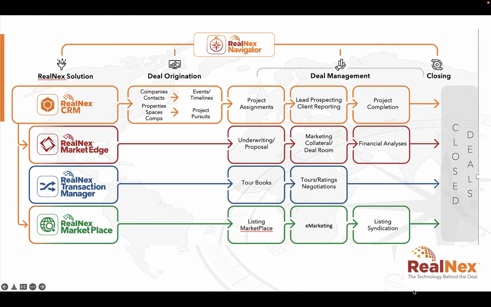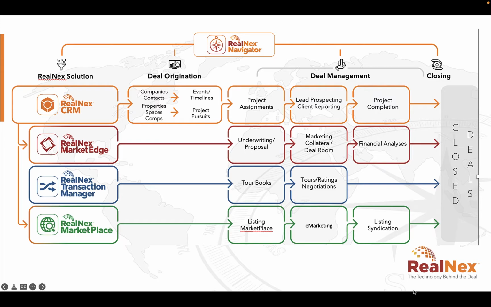Let's get started. First, RealNex Navigator includes 4 primary modules that you'll be working with. Our CRM for building your database of companies and contacts, property, spaces, and comps, setting up events and timelines, and managing your project pursuits. The deal management workflow will include project assignments, lead prospecting, client reporting, and project completion.